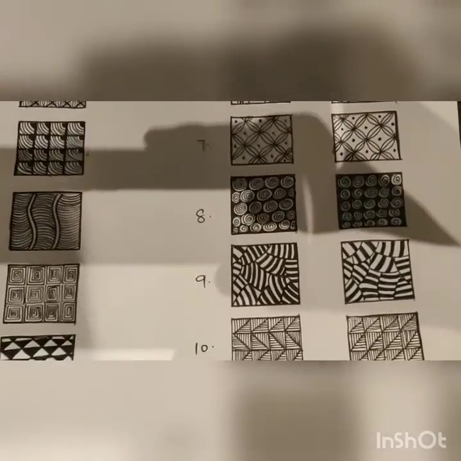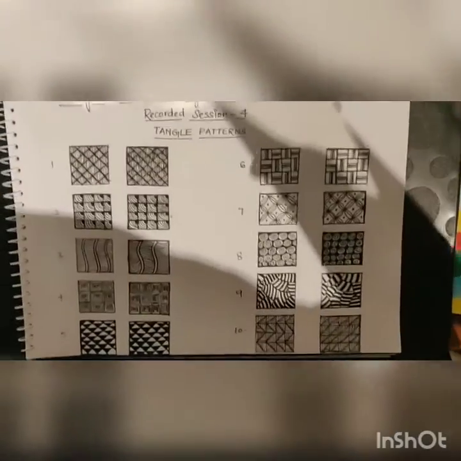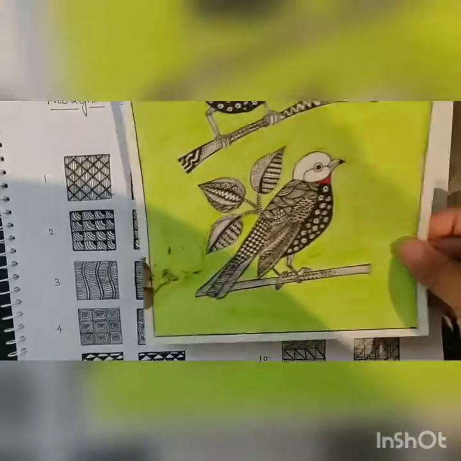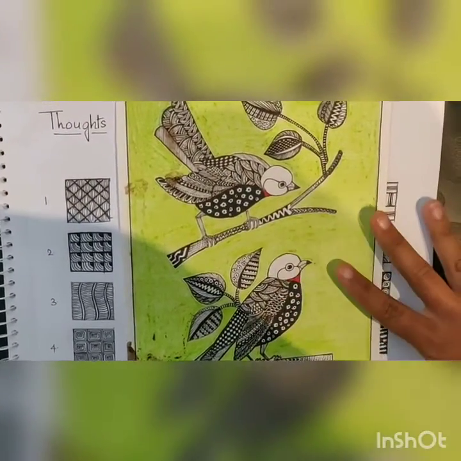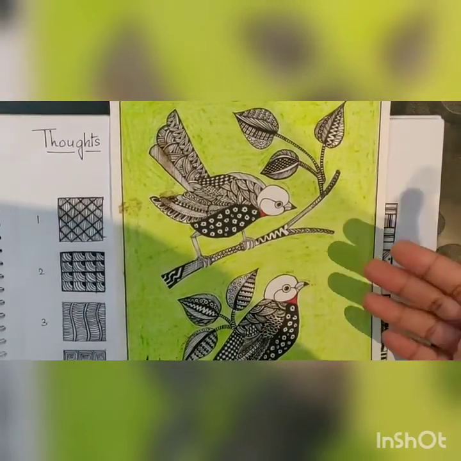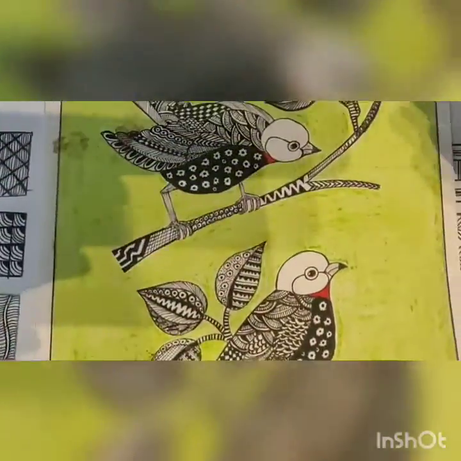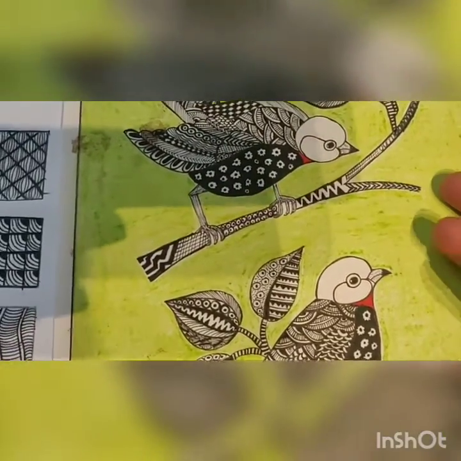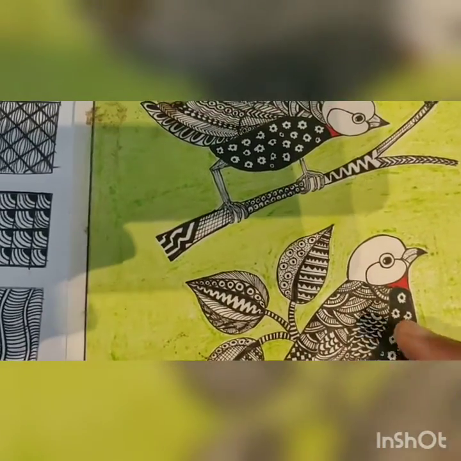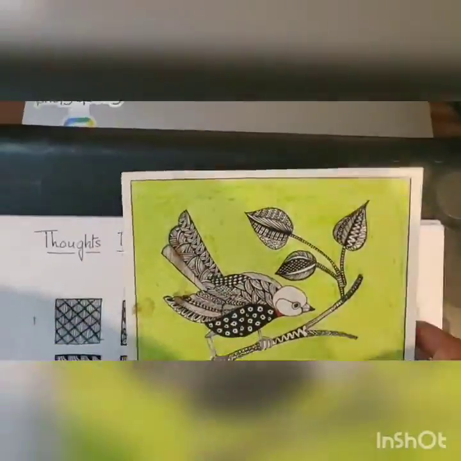Okay, so now I will quickly show you what exactly you can do with these patterns. Okay, so you can basically take any motif like this. So those of you who are good at drawing, they can sketch it up. Those of you who are not so much into drawing, what you can do is you can just trace it or you can stencil it and then divide the motif into spaces like these, and in each space you can make one tangle pattern. Okay, and it gives a beautiful effect.